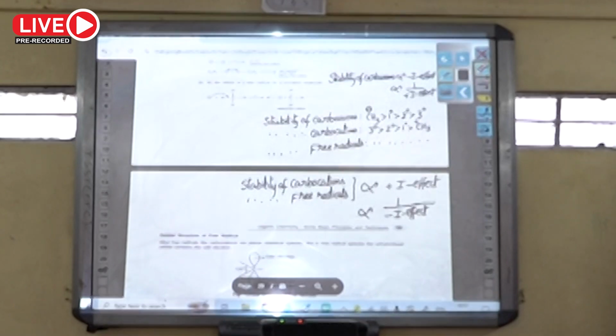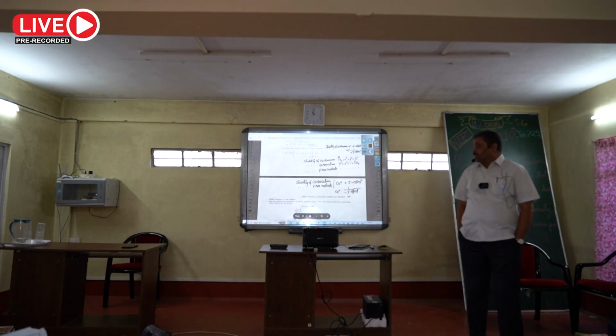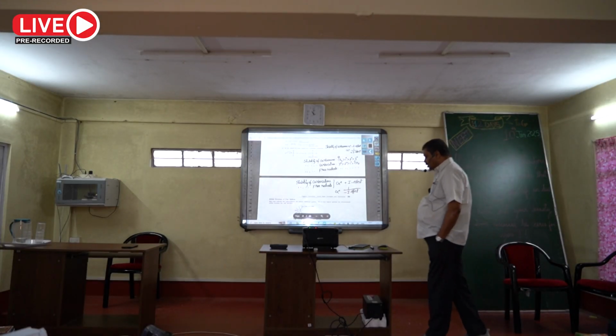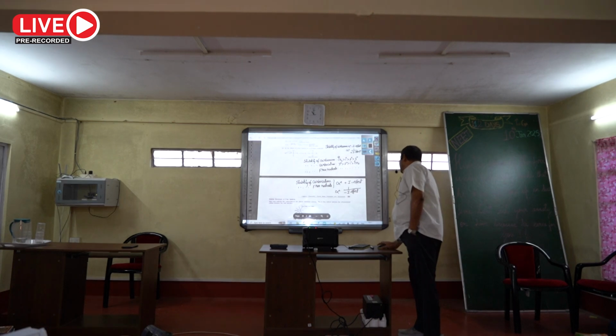For example, in aldol condensation, what is the intermediate formed? Carbanion. That carbanion adds to the second molecule of the aldehyde, resulting in a beta hydroxy derivative, which on heating loses water and gives alpha beta unsaturated aldehyde. That alpha beta unsaturated aldehyde we mentioned as crotonaldehyde.